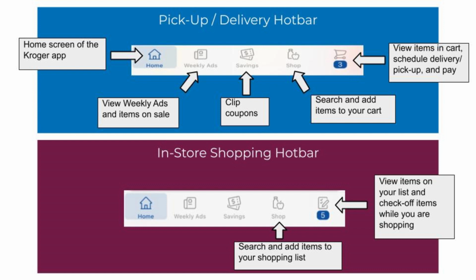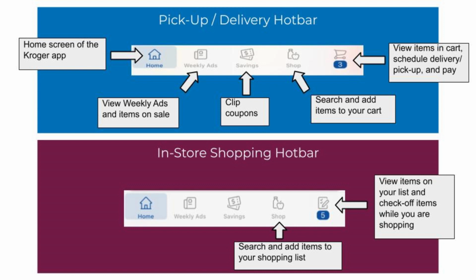Next, we will look at the hotbar of the Kroger app, which is mostly always located at the bottom of the screen. You will notice the last icon on the right side of the hotbar will change depending on whether you selected to shop in-store or order pickup or delivery. If you are ordering pickup or delivery, the icon will be a cart, which you can tap to go through the final steps of purchasing your groceries and scheduling when your groceries will be delivered or picked up. If you are shopping in-store, this icon will be a list. This icon allows you to add items to your grocery list and check off items while you are shopping in the store.